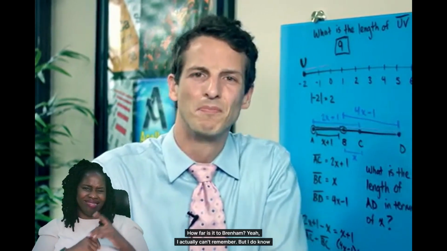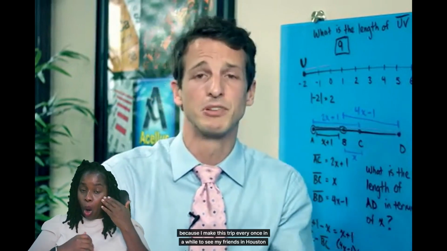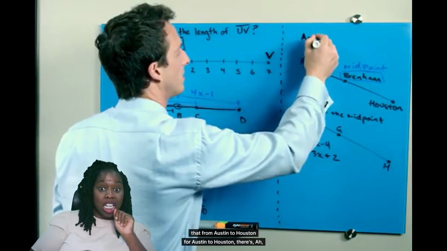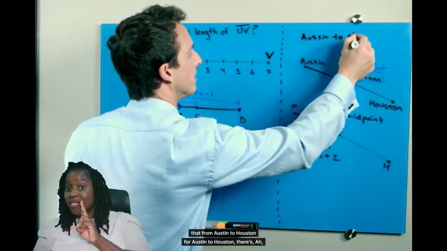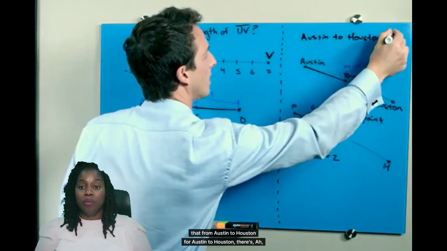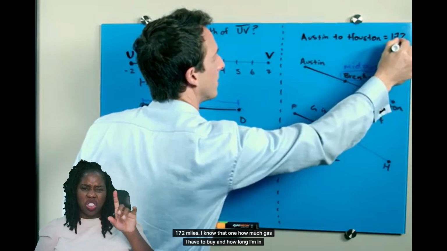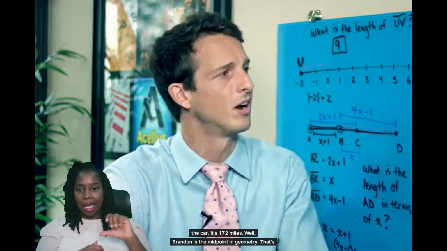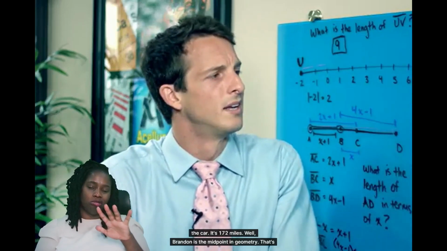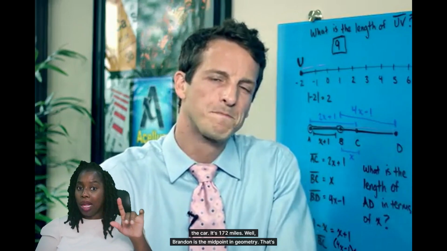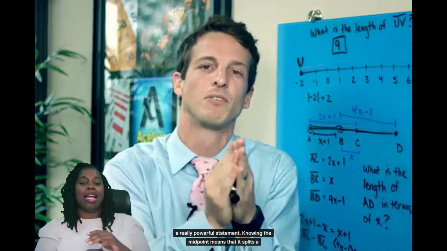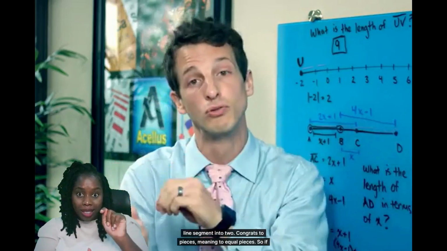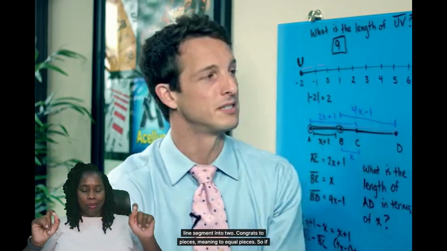I actually can't remember. But I do know, because I make this trip every once in a while to see my friends in Houston, that from Austin to Houston is 172 miles. I know that one. It's how much gas I have to buy and how long I'm in the car. It's 172 miles. Well, Brenham is the midpoint. In geometry, that's a really powerful statement. Knowing the midpoint means that it splits a line segment into two congruent pieces, meaning two equal pieces.